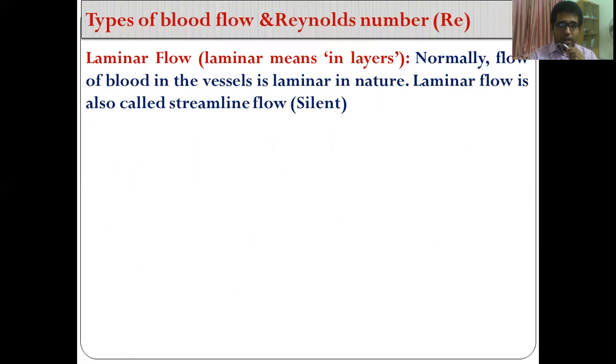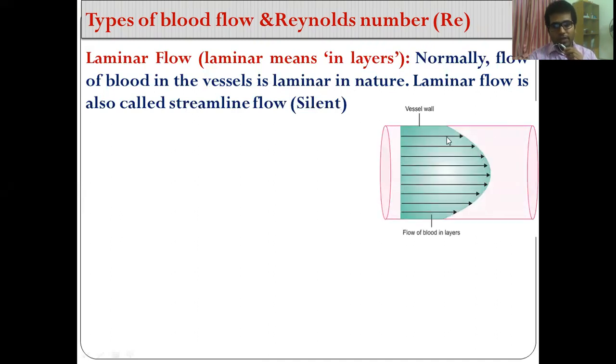Now, the next topic I'm going to talk about is types of blood flow and Reynolds number. Basically, there are two types of blood flow. The normal blood flow is called laminar flow. Laminar means in layers. So normally, flow of blood in the vessels is laminar in nature. Laminar flow is also called streamline flow, and it does not produce any sound. So it is actually silent.